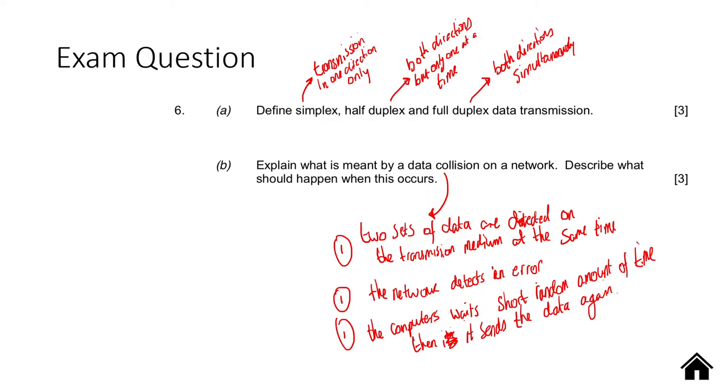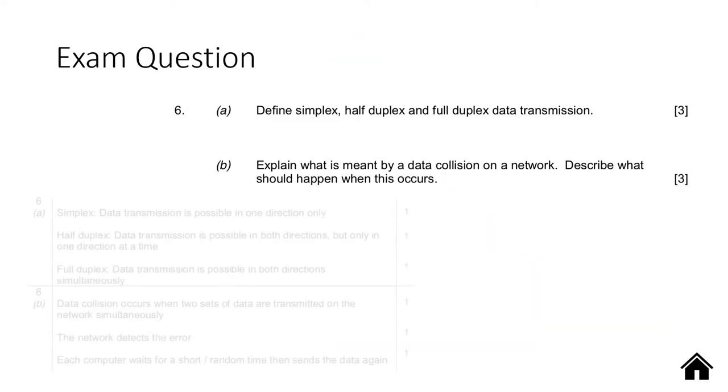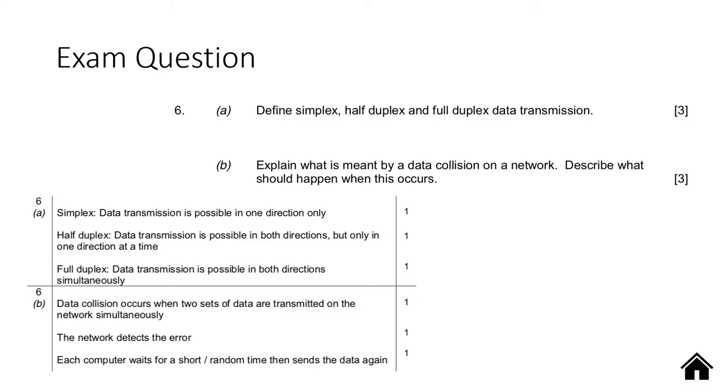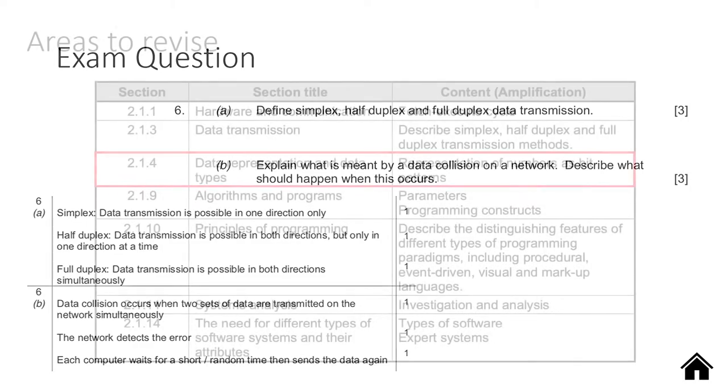Is it random so they don't send the data at the exact same time? Correct, yeah. If they sent it at the exact same time, it would cause another collision. So yeah, that's why. Well done, Mateeb. To make sure they're waiting for different times. Well, yeah, it's more to do with the collision. All right. Yeah, perfect. So 6 marks.